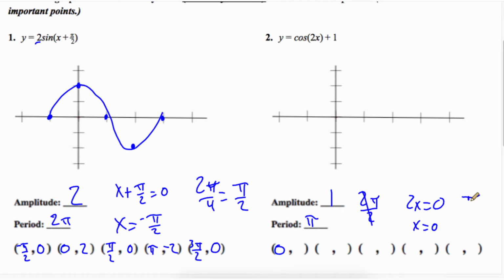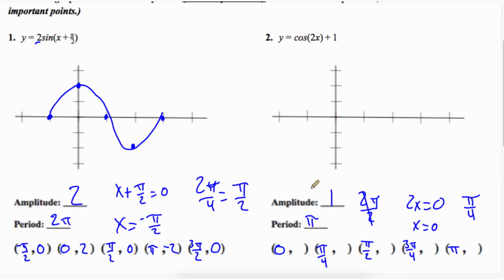And then if we take that pi period and split it into 4 equal parts, we get pi over 4 for the spacing. So our next x value is going to be pi over 4. And then if we add pi over 4 again, we'll get 2 pi over 4, which reduces down to pi over 2. And then if we add pi over 4 again, we'll get 3 pi over 4, and then one more time and we'll end up with pi.